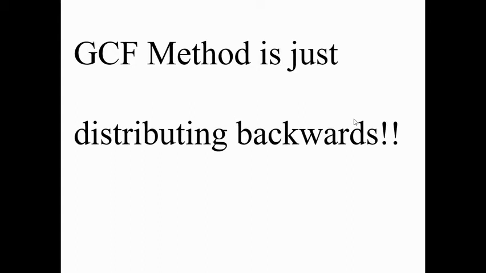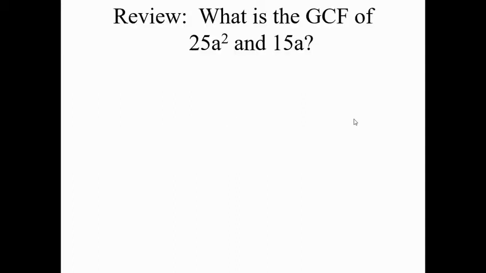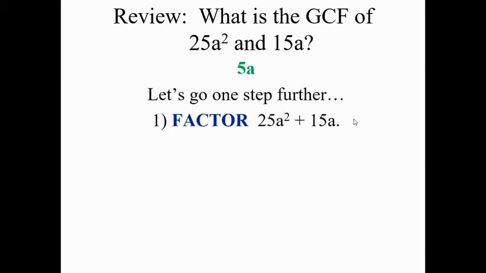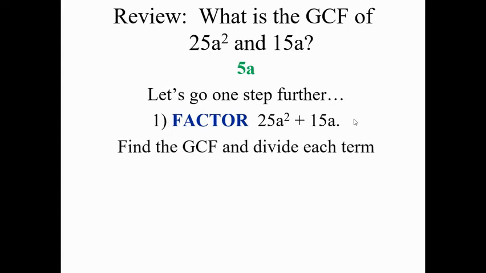But notice that the GCF method is just distributing backwards. Instead of distributing the same number through the parentheses, we want to extract a number that is the same for both of our terms out. So what would be the GCF of 25a squared and 15a? That is correct, 5a. So then we can factor the 25a squared plus 15a by using the 5a.